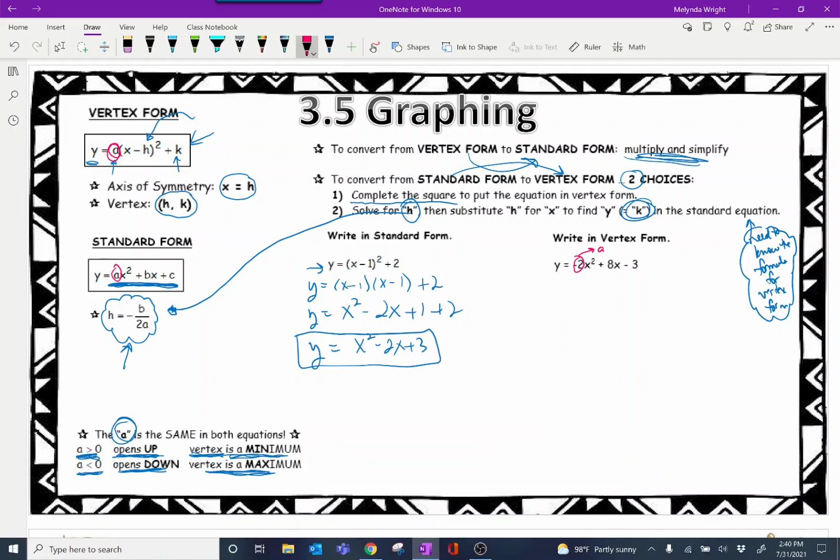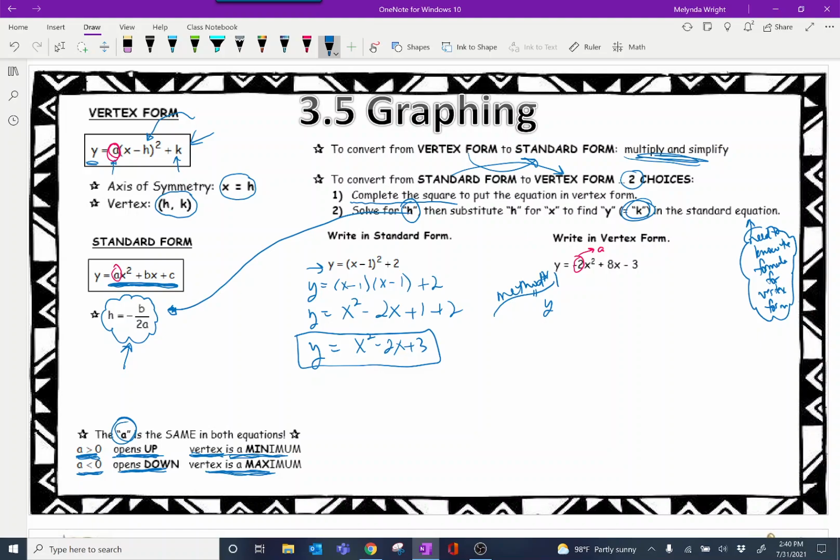So let's just practice both methods just so you've seen them both. You can choose which one you want to do. It really doesn't matter to me. Let's look at method 1. Method number 1 would be completing the square. All right, so we go through the steps of completing the square.